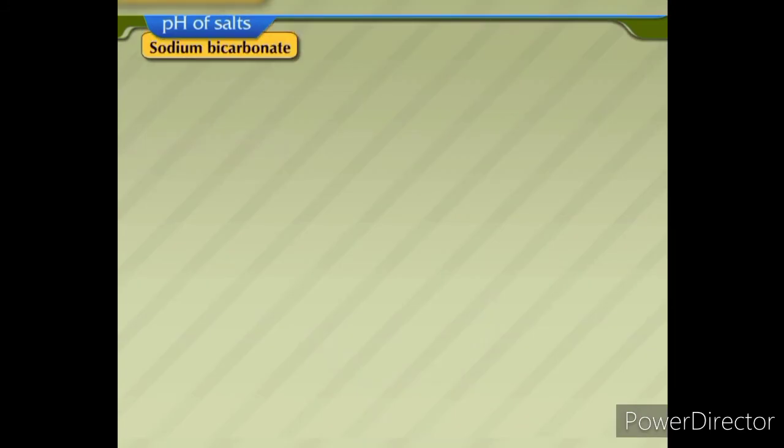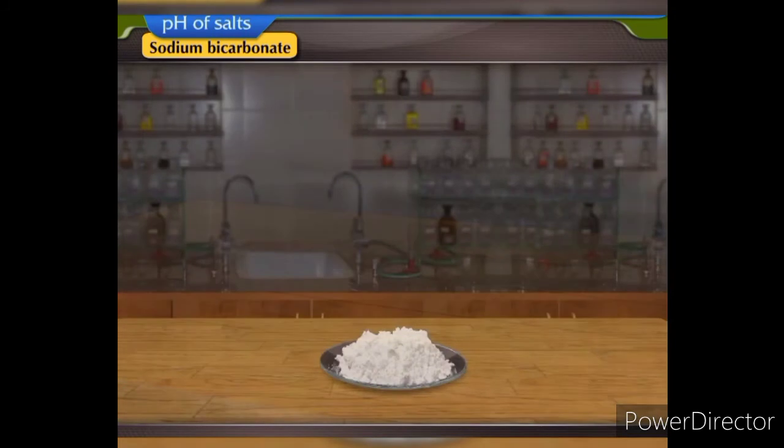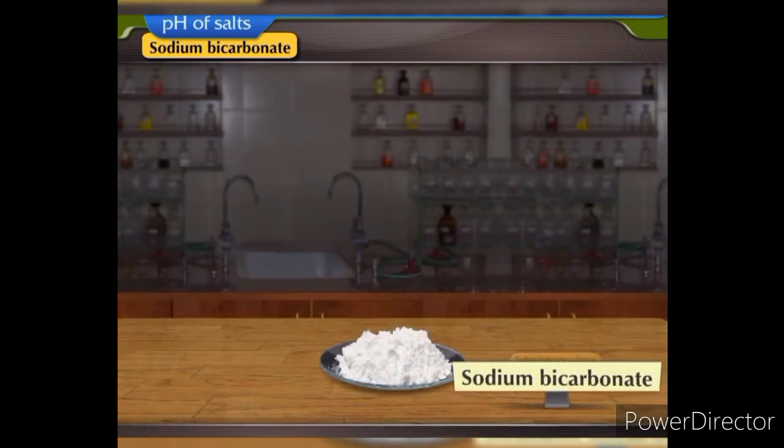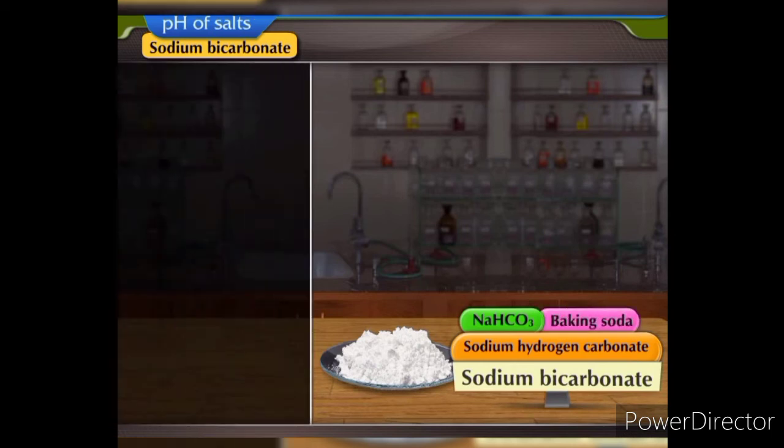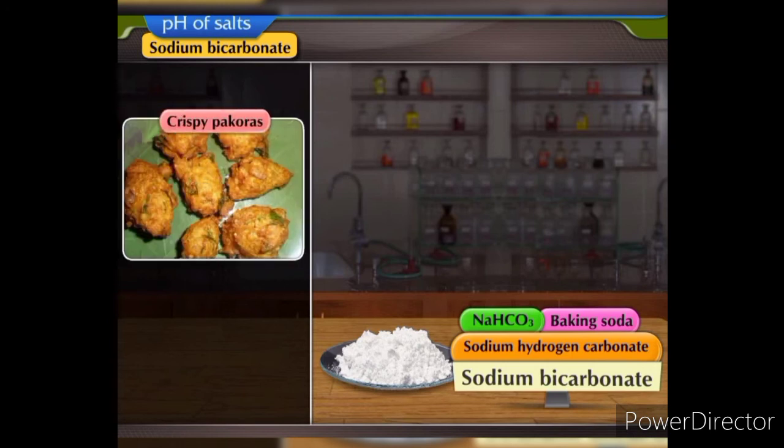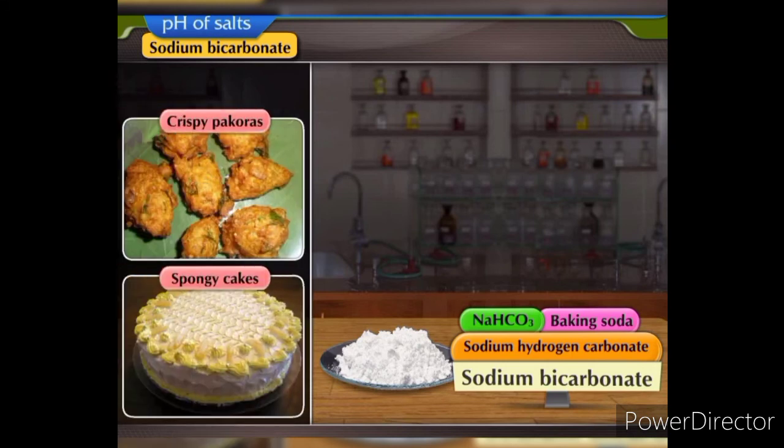Sodium bicarbonate. Sodium bicarbonate is also known as sodium hydrogen carbonate. Its chemical formula is NaHCO3. It is commonly known as baking soda. This is the soda which is commonly used in making tasty crispy pakoras. It is also used while baking spongy cakes.